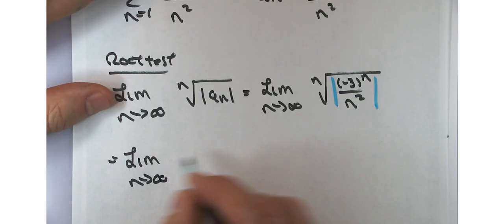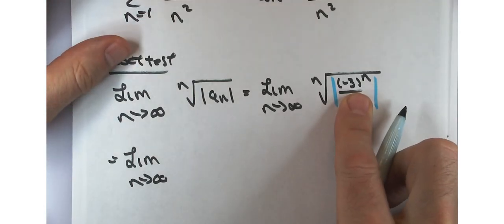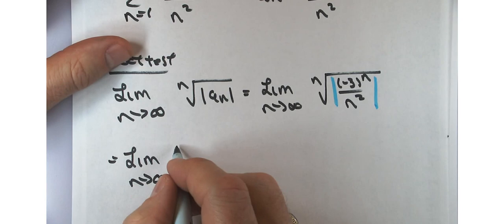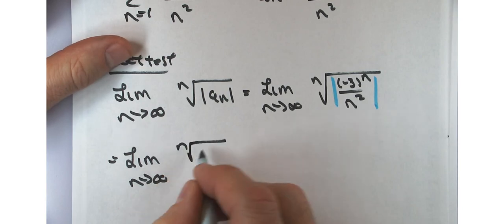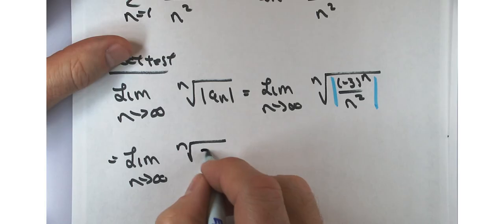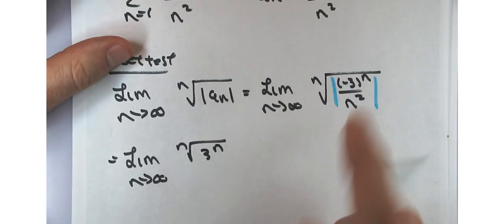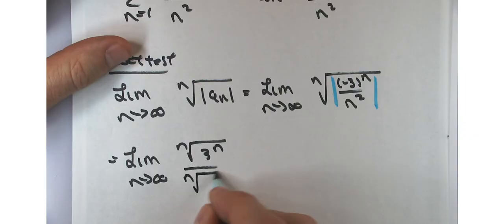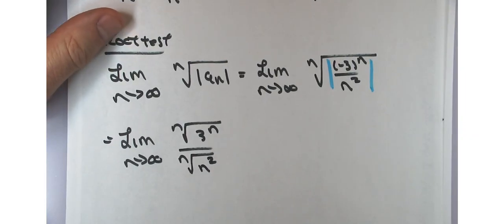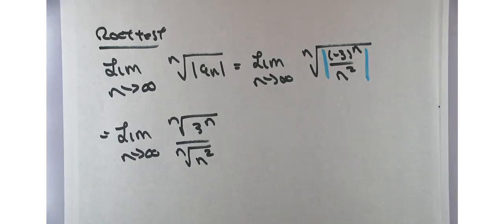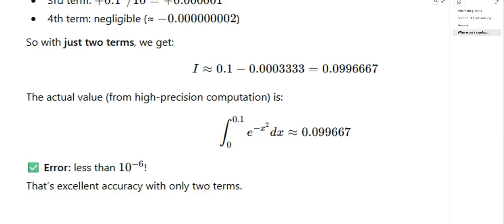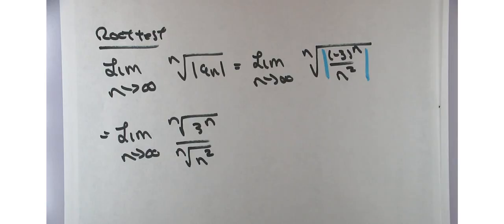Now the part that works out pretty nice is in the numerator. We can rewrite this as the nth root of 3 to the n, taking the absolute value of that term, over the nth root of n squared. So the numerator simplifies pretty nicely. How's that numerator simplify? Yeah, it just becomes 3. All right, good. So the numerator becomes 3.